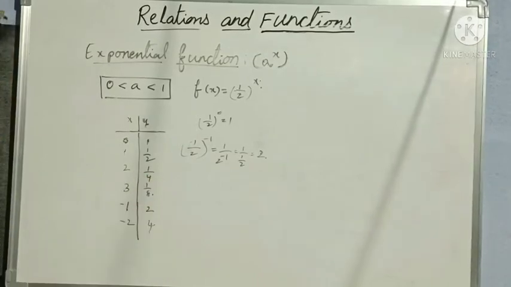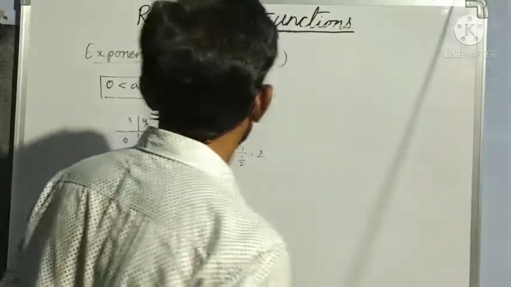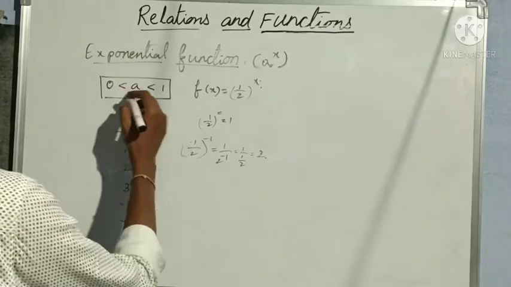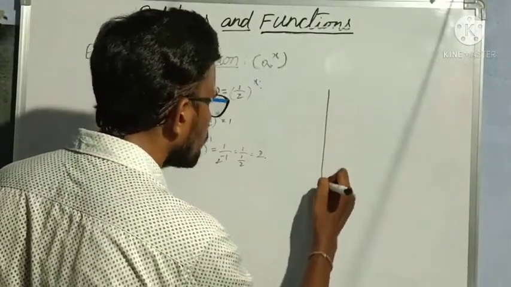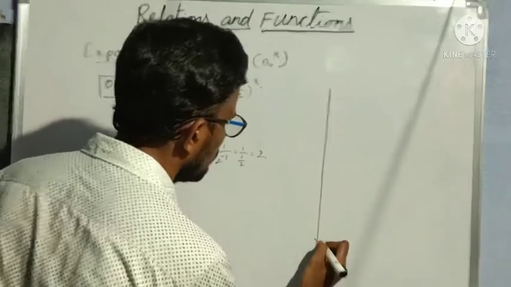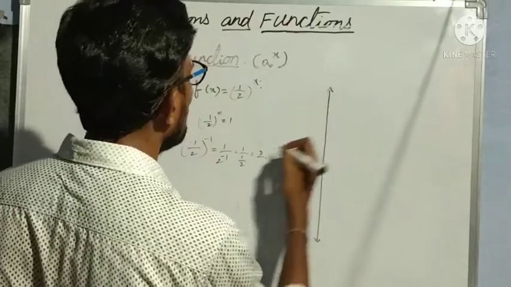Like this it will be my graph of the exponential function when 0 is less than a, which is less than 1. So let me plot that graph now here.